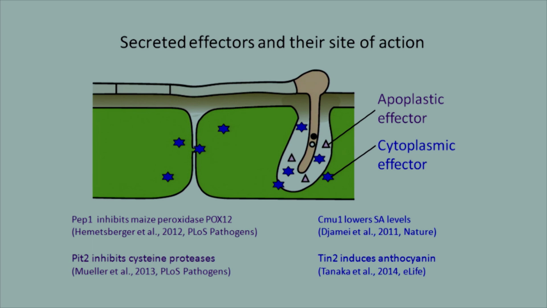And my own group has characterized 2 of these cytoplasmic effectors: a chorismate mutase, which is taken up and lowers salicylic acid levels in the infected tissue, which is beneficial for the pathogen, and an effector which induces anthocyanin. And I briefly want to talk about this effector so that you know what it takes to analyze the function of one. This is published, and I promise I will then come to unpublished work.